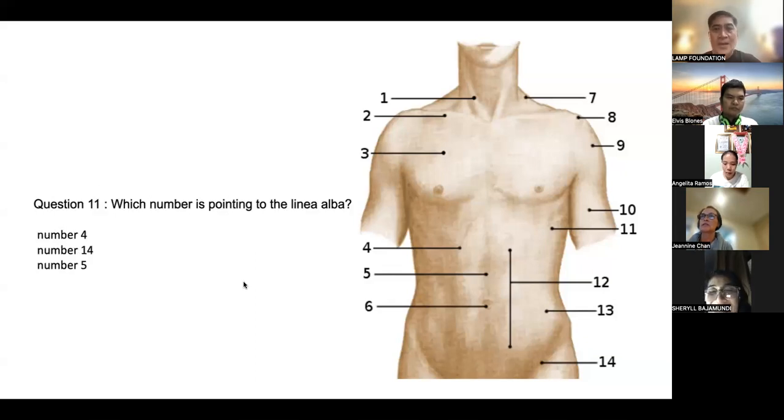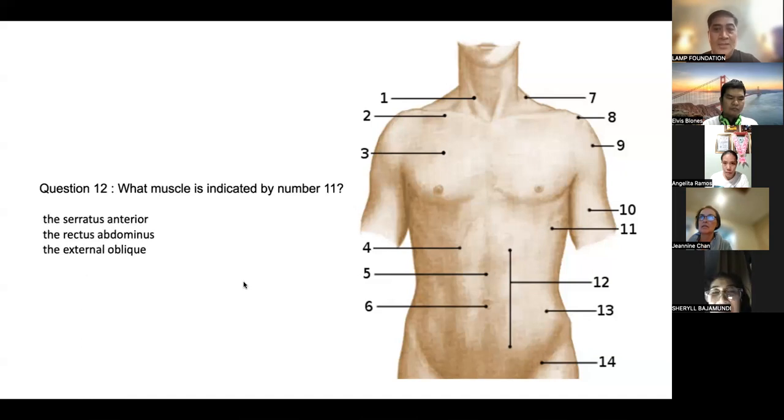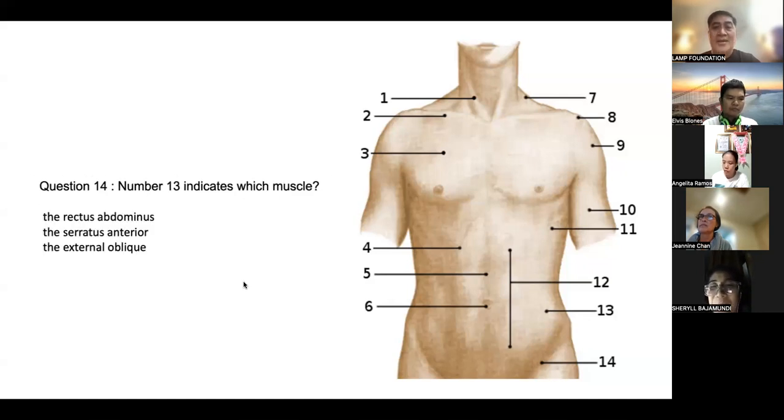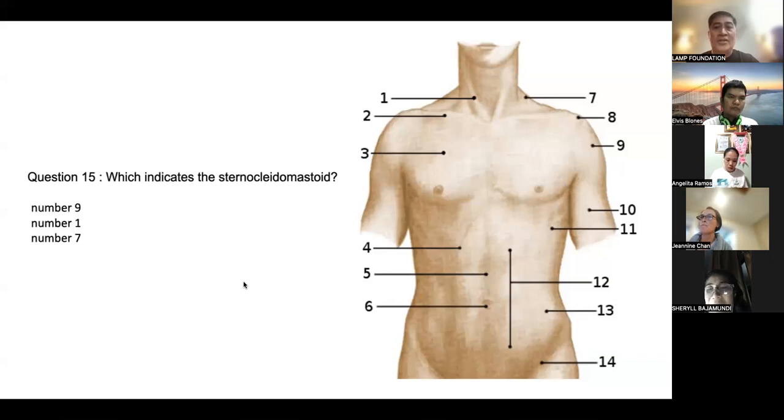Okay. Number 9 is pointing to what? The deltoid. Which number is pointing to the linea alba? That's your number 5. Great. What muscle is indicated by number 11? The serratus anterior. Great. The pectoralis major is indicated by what number? 3. Yes. Number 13 indicates which muscle? That's your external oblique. Okay. Which indicates the sternocleidomastoid? That's number 1.